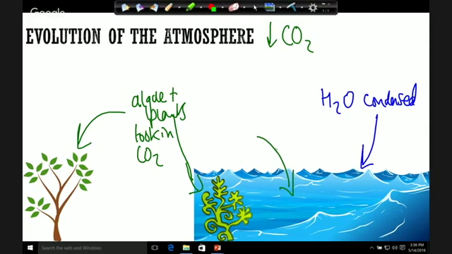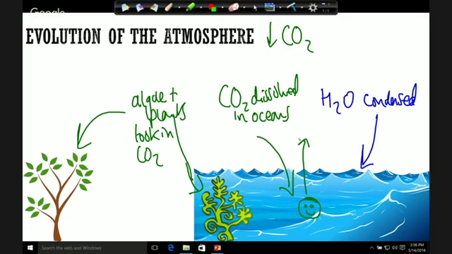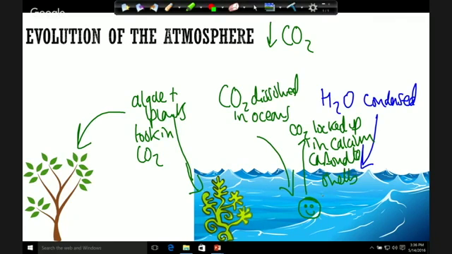Also, the carbon dioxide dissolved in the oceans. And here it got locked up in marine organisms that had calcium carbonate shells. So a lot of the marine organisms at the time, the early ones, not the soft-bodied ones, but after that, would have had calcium carbonate shells. So the CO2 was locked up in the calcium carbonate shells of marine organisms. You can see that word carbon in there, and carbon is linking into the CO2. So the CO2 is locked up in these shells of marine organisms.